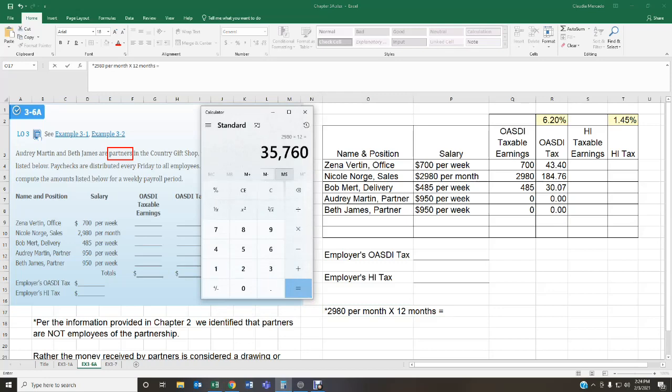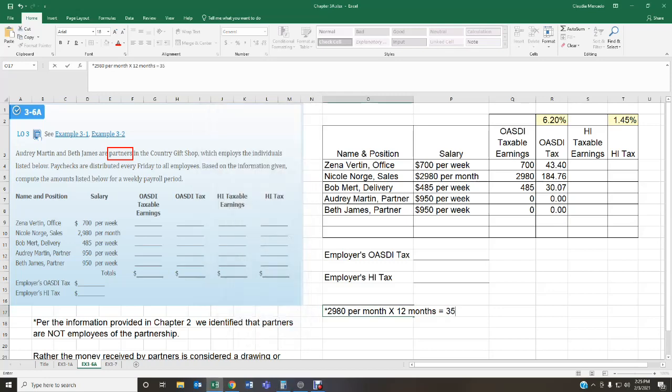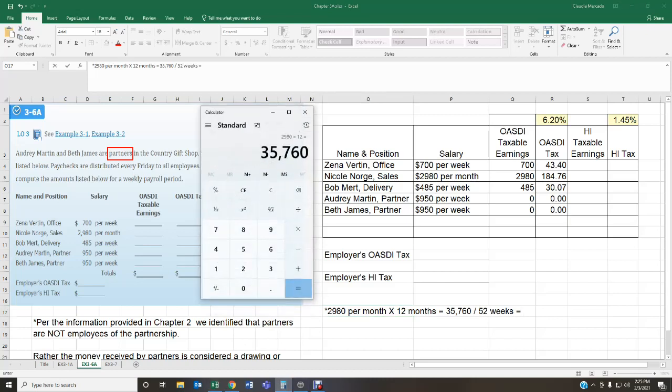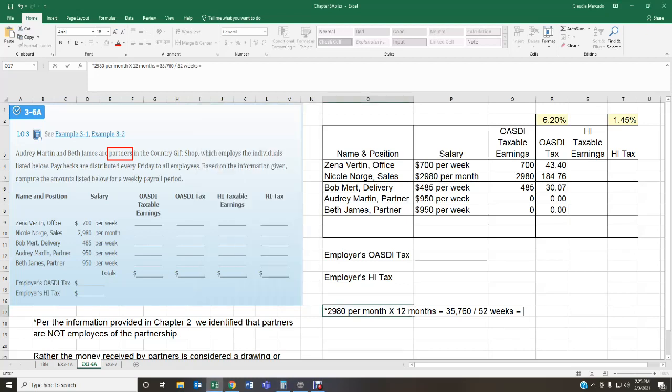That's going to give us $29.80 times 12 months, $35,760. And I know I'm going to divide. We have 52 weeks in a year, so I'm going to divide by 52 weeks. That's going to get me $687.69 per week. Okay, $687.69. So now that's going to be my weekly pay, $687.69. I can just leave it as is.